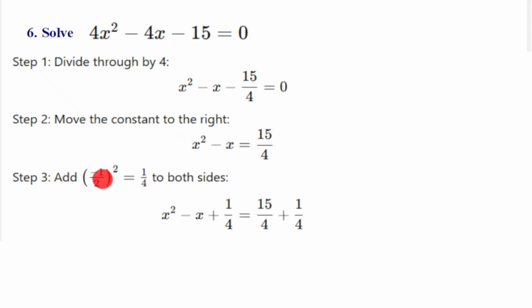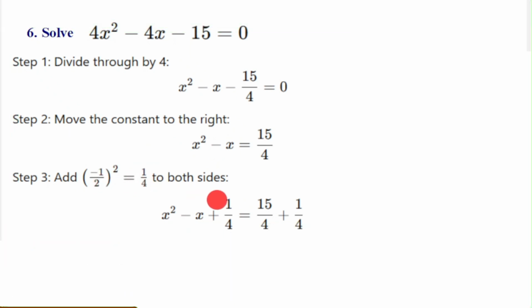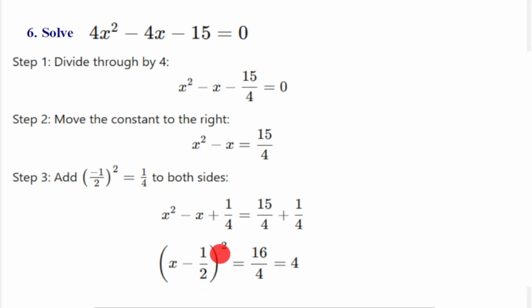Step 3, add the square of half of the coefficient of x. The coefficient of x is −1. Half is −1/2. So when we square, we get 1/4. Then add this 1/4 on both sides and change this quadratic into a perfect square. We get (x − 1/2)² = 15/4 + 1/4, which is 16/4, equal to 4.